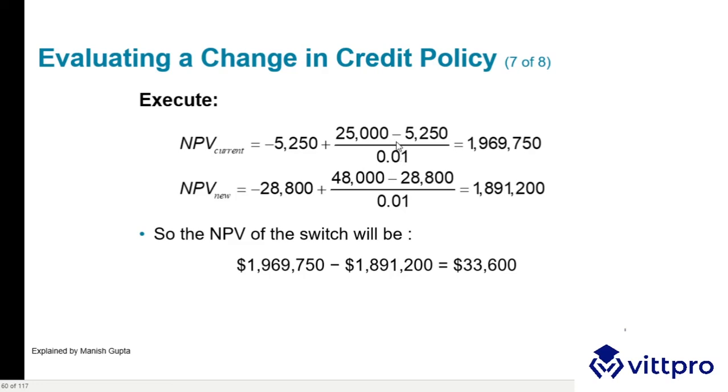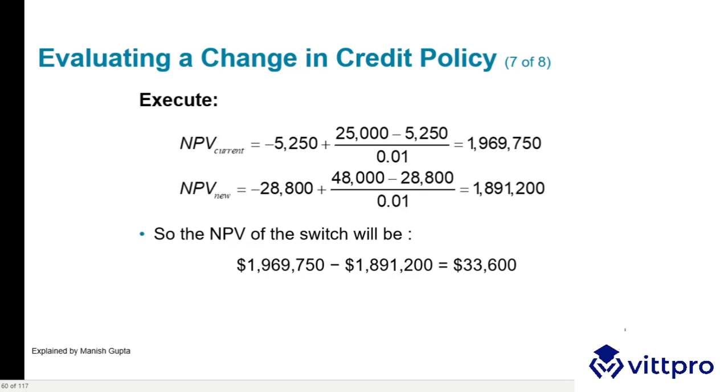The cash flow divided by the rate, because you will have this every month, the same cycle, assuming every month we are able to sell only 500 units or only 480 units. So the cash flow will remain the same every month. That's why we are using the perpetuity formula here. So the NPV of the switch is, your value at the moment is 1.969, and your value in the new policy will be 1.891, which is lower.